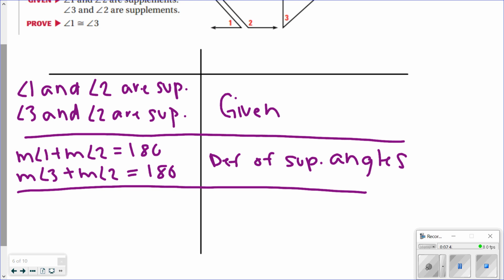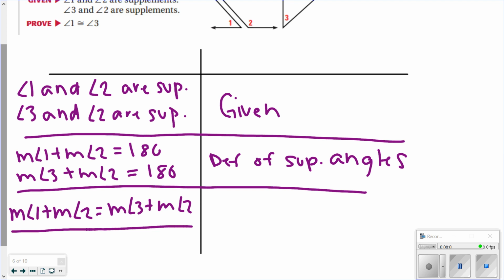So now, since I wrote two equations, they're both equal to 180, that means that those two equations are equal to each other. So I'm going to rewrite this as the measure of angle 1 plus the measure of angle 2 is equal to the measure of angle 3 plus the measure of angle 2. And the reason there is just substitution, or technically the transitive property. But I'm just going to put substitution.